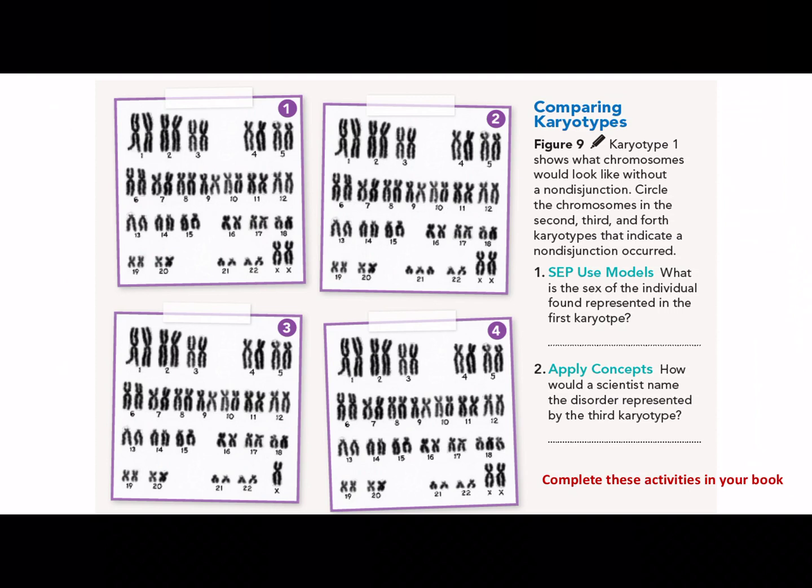This occurs because during non-disjunction, the cell will end with more than two chromosomes. Number 3 is an example of Turner syndrome or monosomy X. And number 4 is an example of trisomy 18 or Edwards syndrome. Please complete the activities in your book.